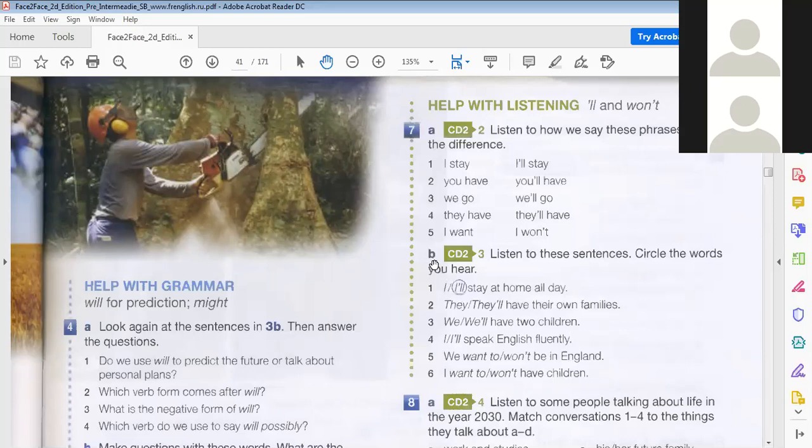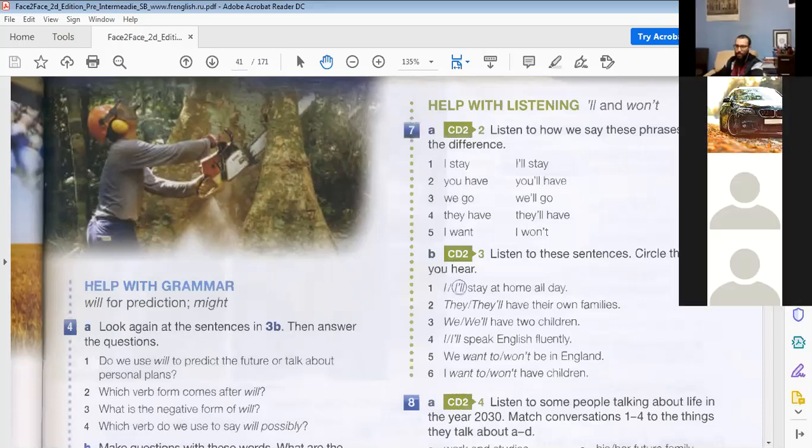Now, in the second part here, in part B, we're going to listen to these 6 examples from number 1 to 6. And you have to decide, do they use I or do they use I'll? Do they say they or do they say they'll? We or we'll? We want to or we won't be? I want to or I won't? So you need to listen carefully. All right, so let's listen to these. I'm going to play them quickly the first time, and check your answers. And then after that, I can play it again to confirm, okay? So if you don't get it the first time, don't worry, because we'll listen to it more than once. So let's go.